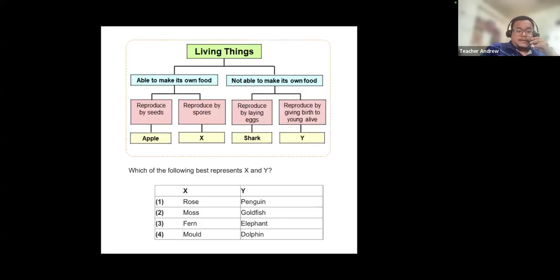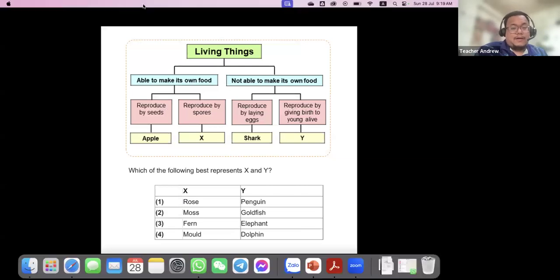All right, let me give you a question now. Any takers, students, for these questions? We see a flow chart here. Living things: able to make its own food, reproduced by seeds, apple; not able to make its own food, reproduced by laying eggs, reproduced by giving birth, like shark. So what are X and Y? Any takers?